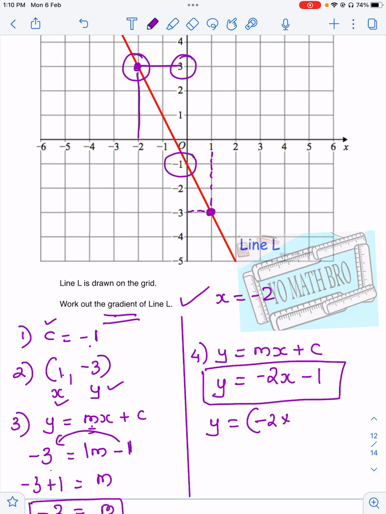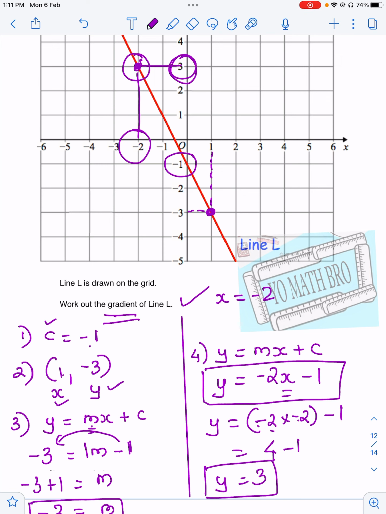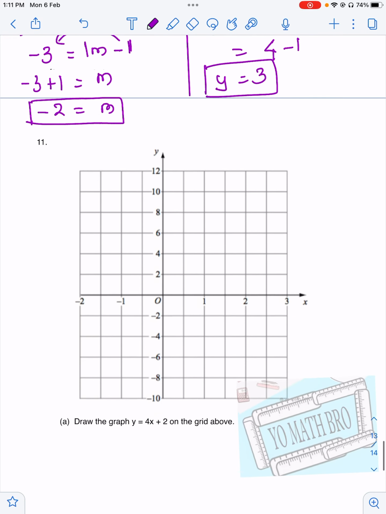Minus 2 into this x, I will get from here, see, from this point. Minus 2 into minus 2, minus into minus is plus, 2 twos are 4. 4 minus 1, I am getting y as 3. Is this the coordinate? Yes. The y coordinate is 3. This is how you come to know that this equation is correct.